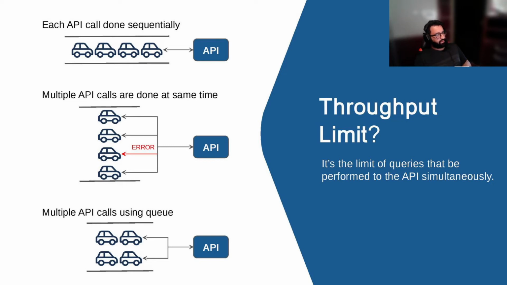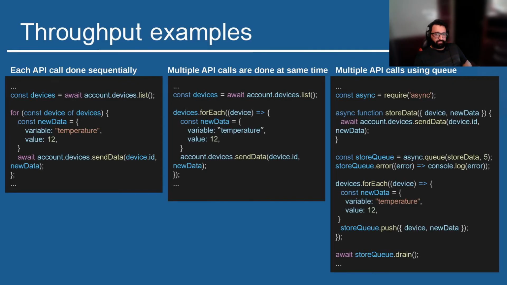This is the example where you don't face a throughput limit, but it also takes longer for your analysis to finish because it's going one by one. In the second example, I don't believe I moved the page here. So here you have the first example, we go one by one. And the second example here is where you perform all the queries at once. In this code, we use the array method called forEach. So it goes through all the devices at once and inserts the data to them.